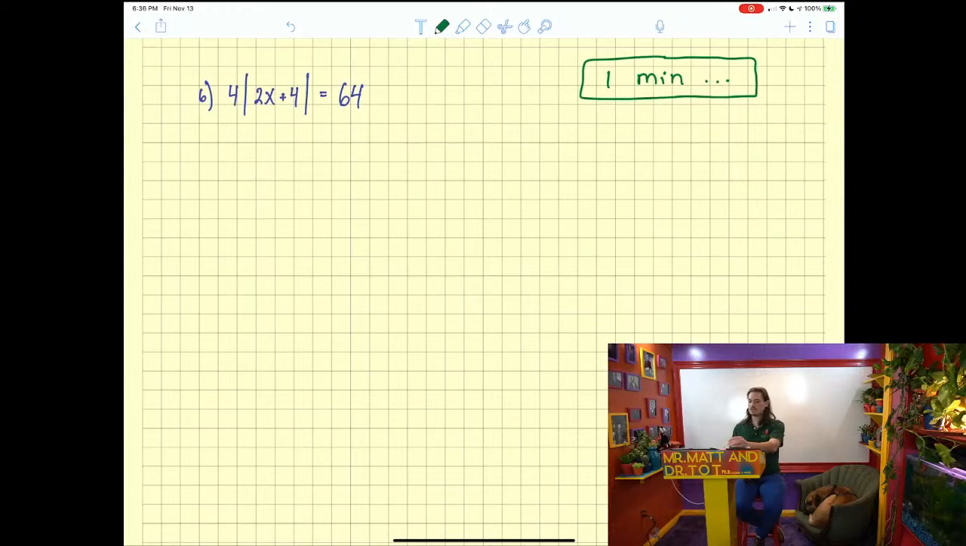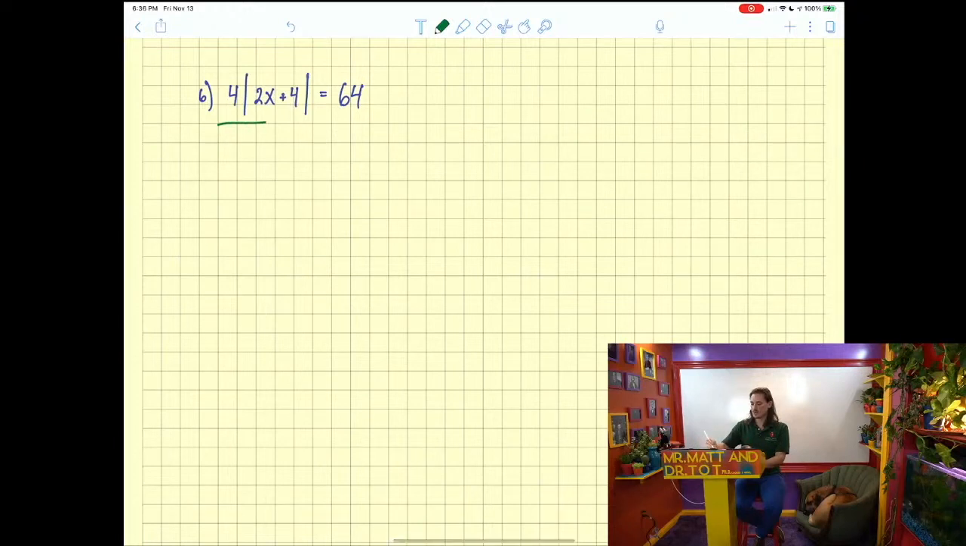Okay, so dividing by 4 on both sides to get that absolute value by itself, that'll eliminate the 4 on the left, leaving us with the absolute value of 2x plus 4 is equal to 64 divided by 4 is 16. Now I need to split this equation into two separate equations. The positive is going to be 2x plus 4 is equal to positive 16. The negative is going to be 2x plus 4 is equal to negative 16.